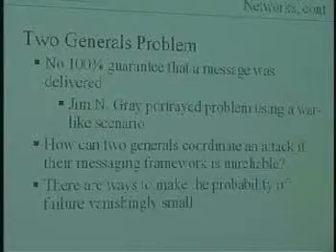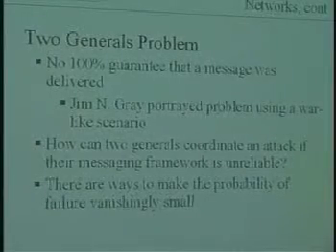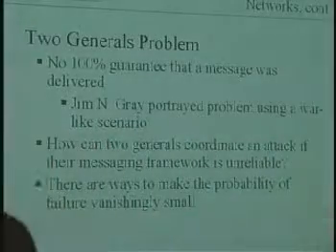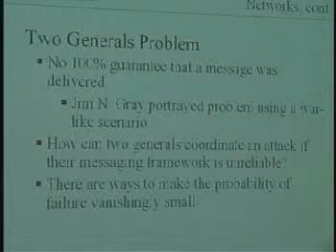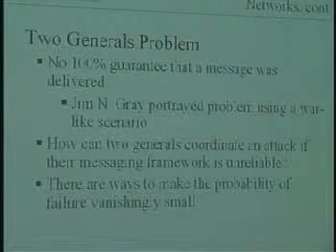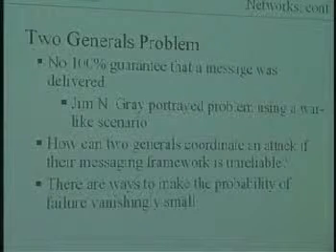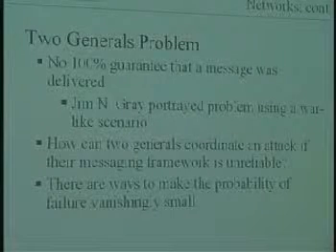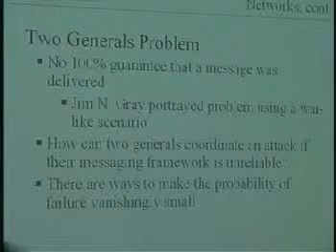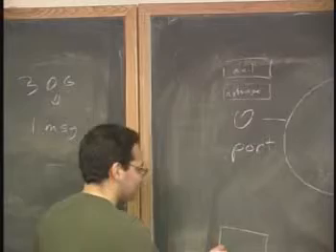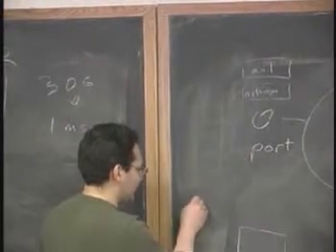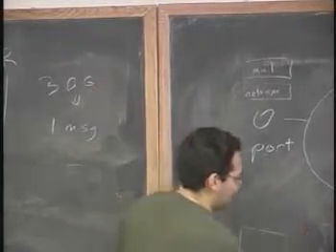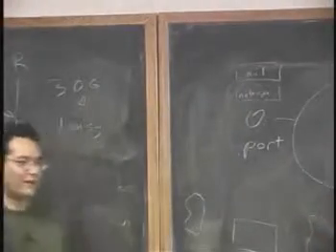This is a great setup for what's called the two generals problem. And this was framed by a guy named Jim Gray. What he basically said was that there's never going to be a 100% guarantee that a message is delivered, no matter how many of these ACKs and NACs and so on that you use. Imagine, this is a little militaristic, there's some city here, and there are two generals, one sitting over here with his or her army, and one sitting over here with another army.